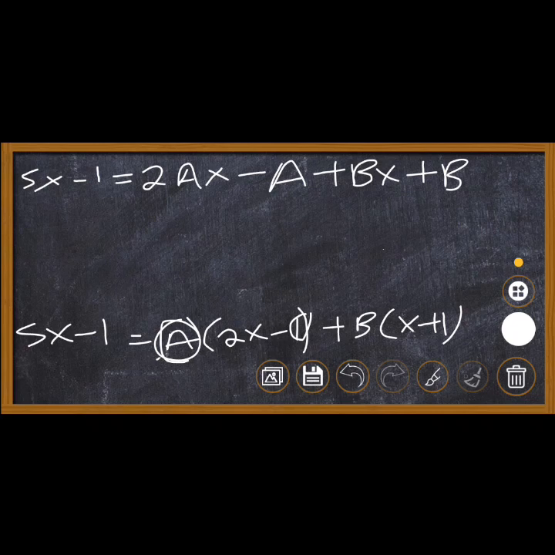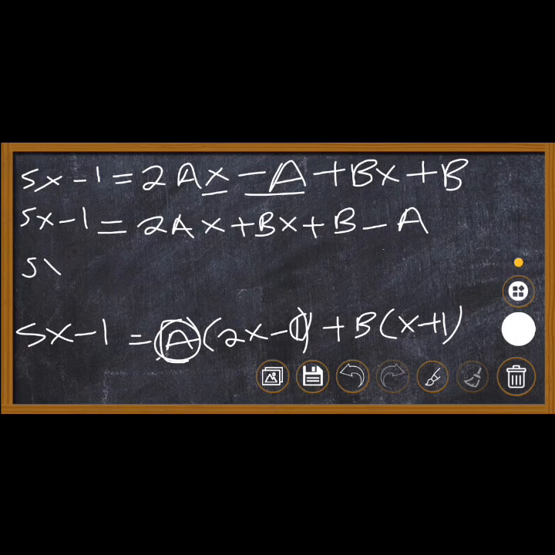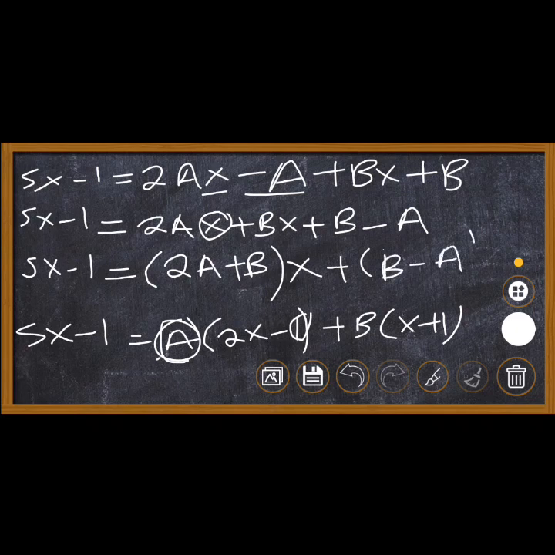We are going to rearrange this in such a way that the values that have x will be on one side, and the constant values which do not have x will be on the other side. So we have 5x minus 1 equal to 2ax plus bx, according to the sign on b, then positive b and negative a. This is the same as having 5x minus 1 equal to, factorizing x, (2a + b)x, then b minus a.